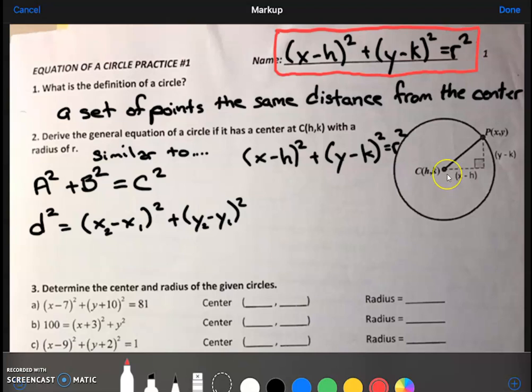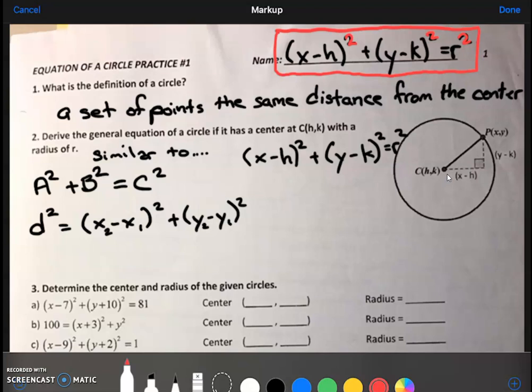In parentheses, x minus h, where h is the center, squared. Squaring it starts to form the circle, plus y minus k, k being the center, squared, is equal to the radius squared. We talked about this as the equation of a circle in the other video.